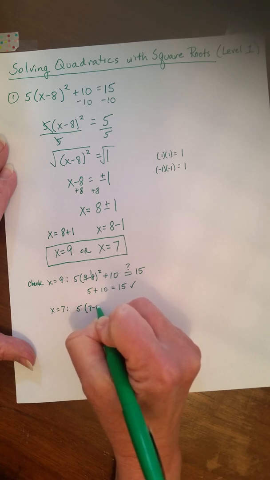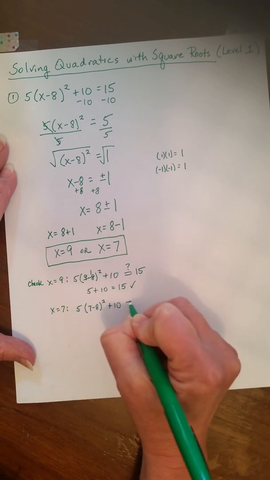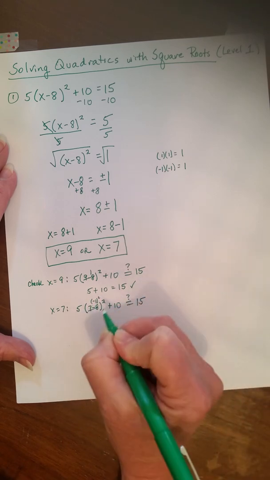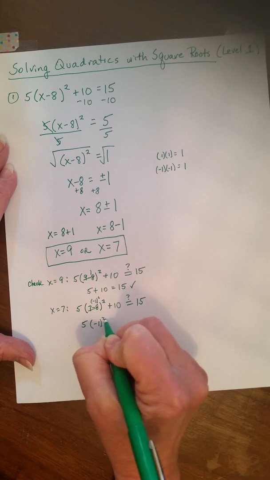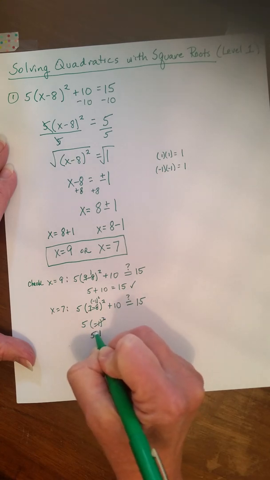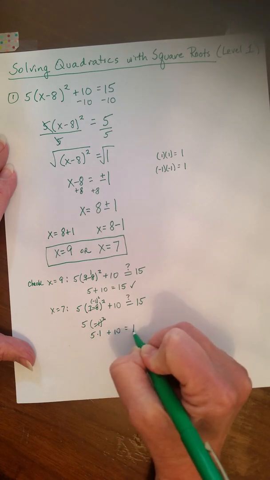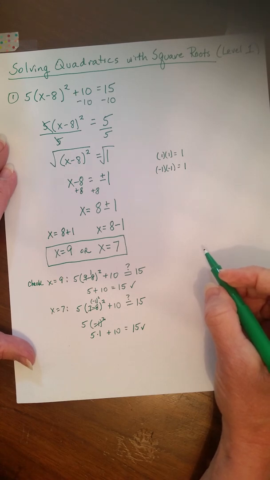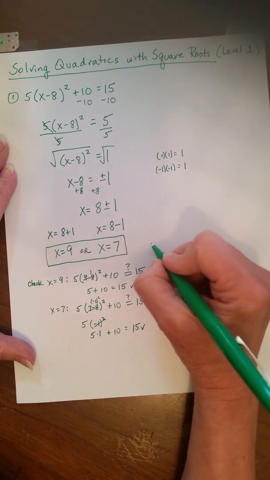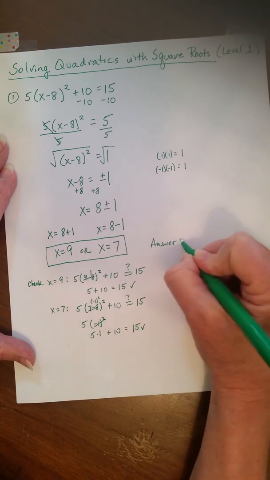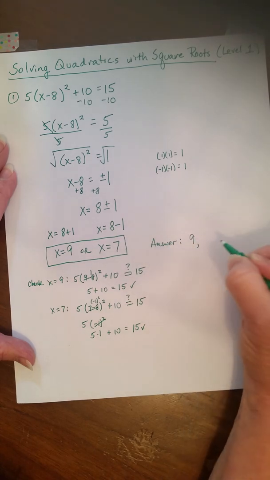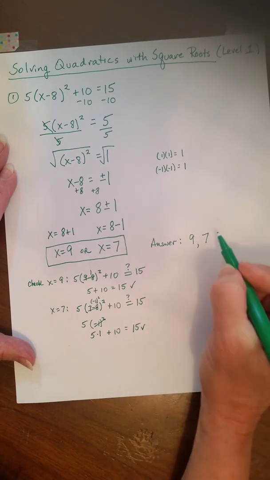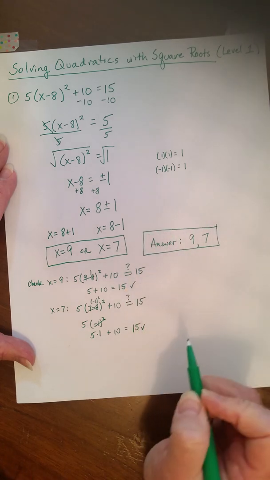5 times 7 minus 8 squared plus 10, does that equal 15? Well, 7 minus 8 is negative 1. But we know that negative 1 squared is 1. So 5 times 1 plus 10 does equal 15, and that one checks out. So those are our two answers. Remember, in Delta Math, you're going to submit your answer, and you're going to put in 9, 7. And I believe the comma will split it up into two parts. So your answer is 9 or 7.